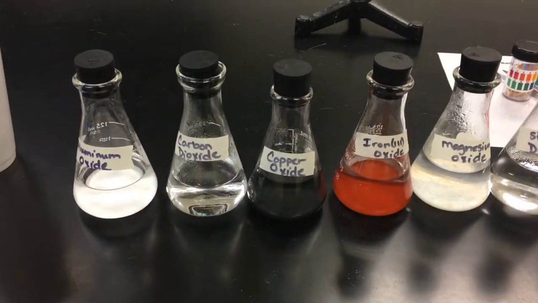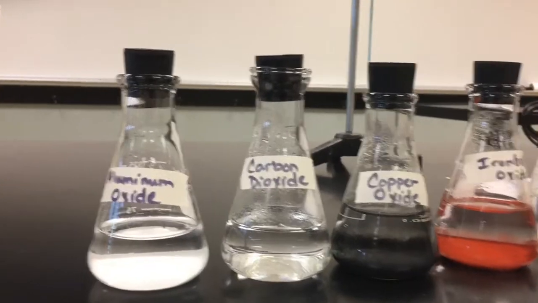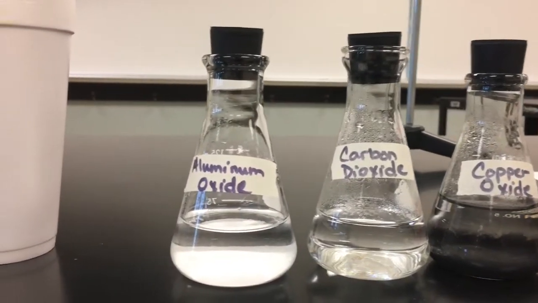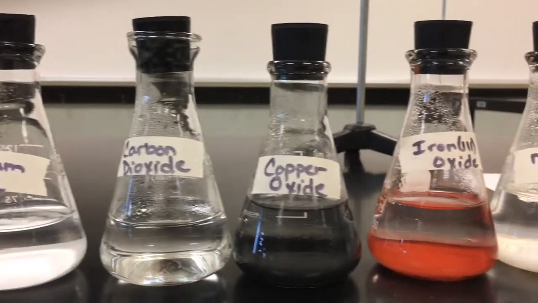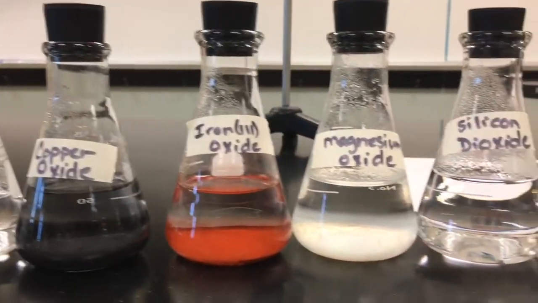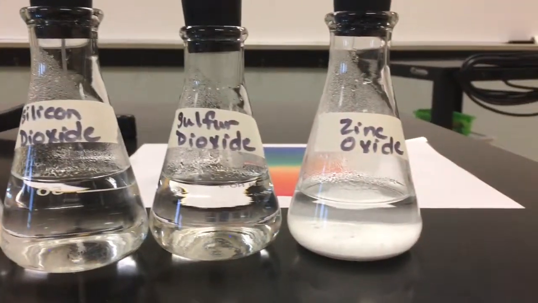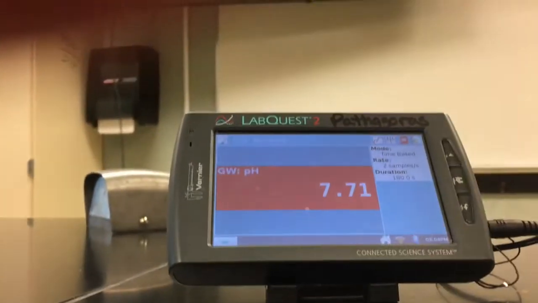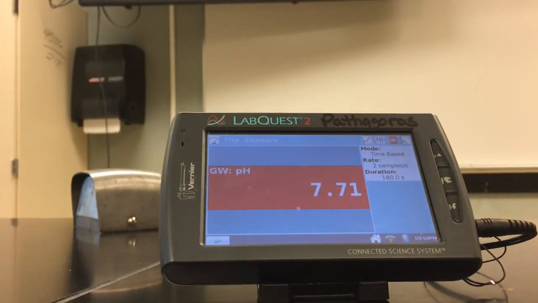Okay, so for the last part of our lab, we are looking at pH, which is a measure of how acidic or basic a solution is. And so we have each of these elements in a solution form called an oxide. And we're going to test the pH of them using a LabQuest pH meter. You can see right here that the pH meter is pointing at 7.71. I've got it in some water right now, so it's showing a pH of 7.